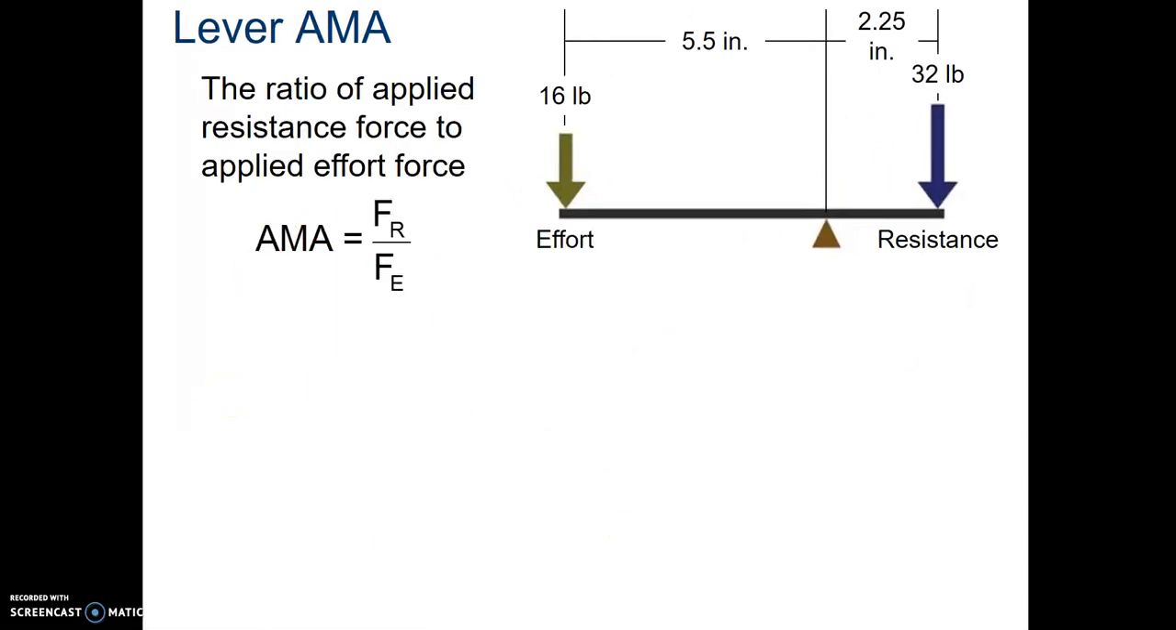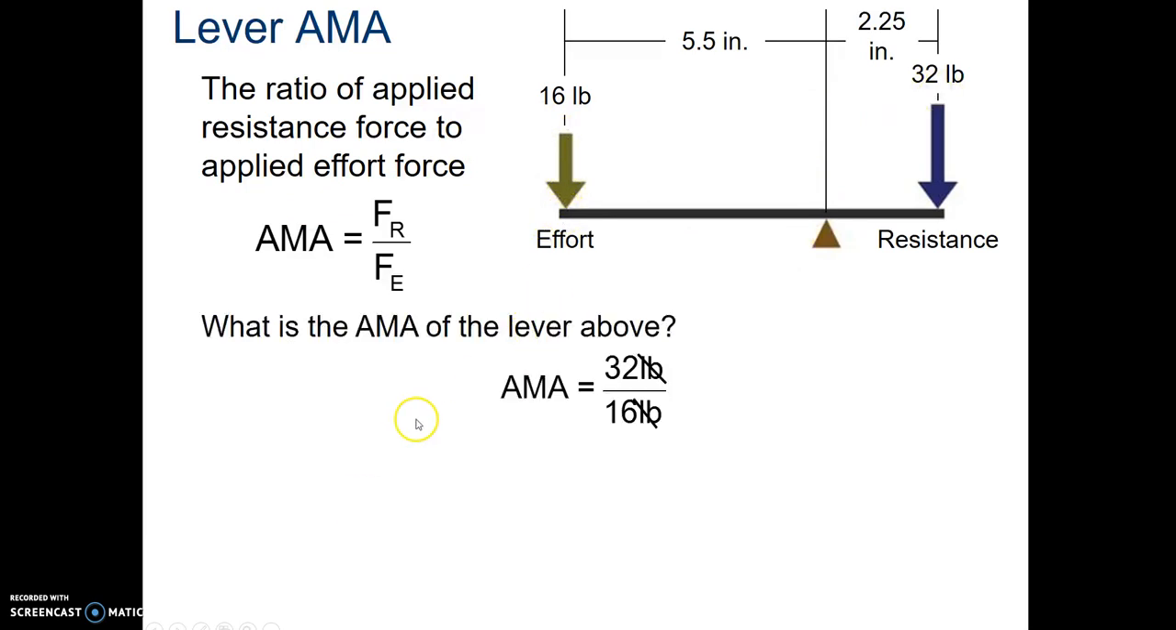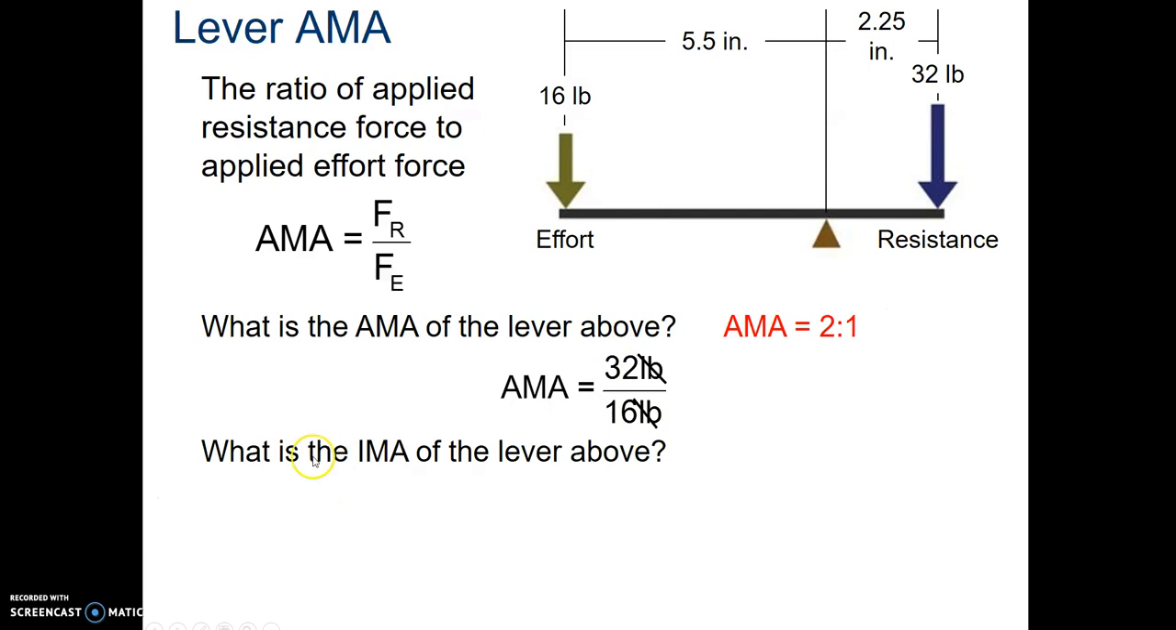So let's look at AMA. What did we say? AMA is force over force. If you have two forces, divide the two of them, and you've got a mechanical advantage, and more importantly, the actual mechanical advantage. So for this one, resistance is 32, effort is 16. If we take 32 divided by 16, that gives us a 2 to 1.